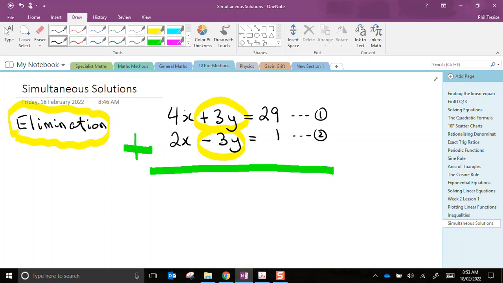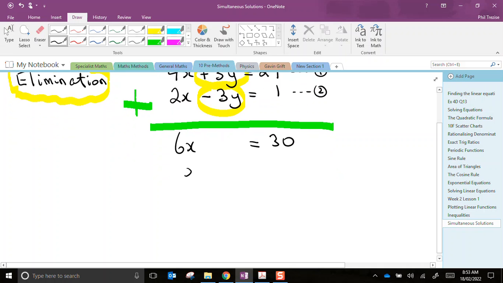So let's go. We add downwards. 4x plus 2x equals 6x. Now, positive 3y added to negative 3y is nothing. It completely disappears. It's eliminated. That's the reason for the name. And then 29 plus 1 equals 30. So that's a very straightforward problem now. We just divide through by 6 to get the answer that x equals 5.